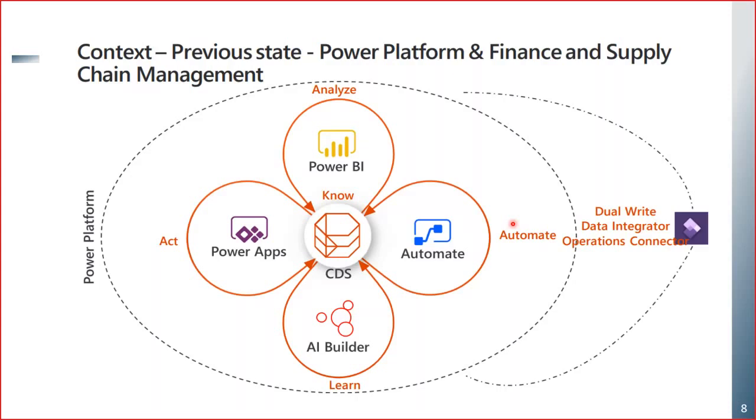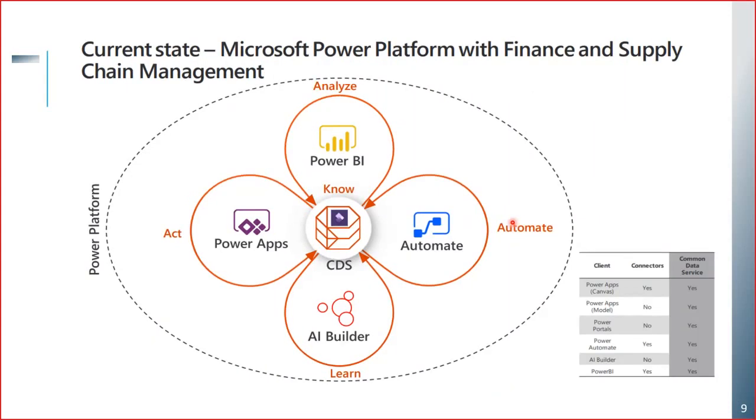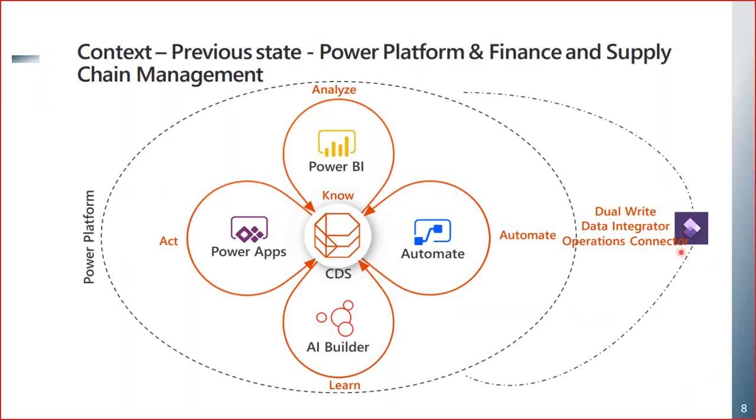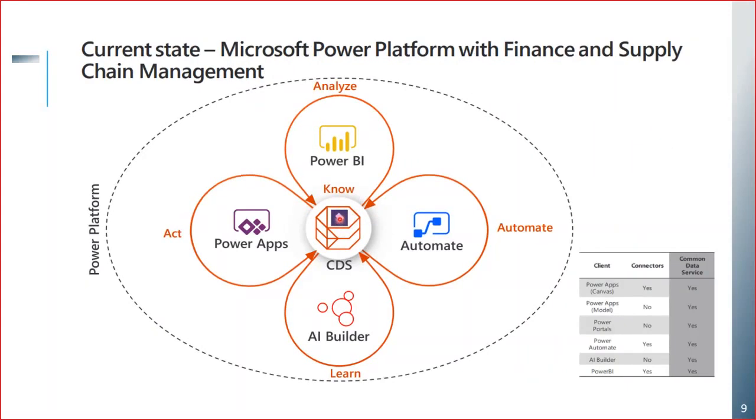Now, if we look at the next slide, the part on the right-hand side, dual write, data integrator, and the operations connector, is how we used to connect with the Power Platform. We used dual write, the data integrator, and the operations connector to connect to the Power Platform. Now, if we remove these connectors and keep finance and operations inside this CDS, as you can see here, it is inside now. This means my finance and operations data will be natively available within a CDS environment. By doing so, you don't need any sort of connector anymore.